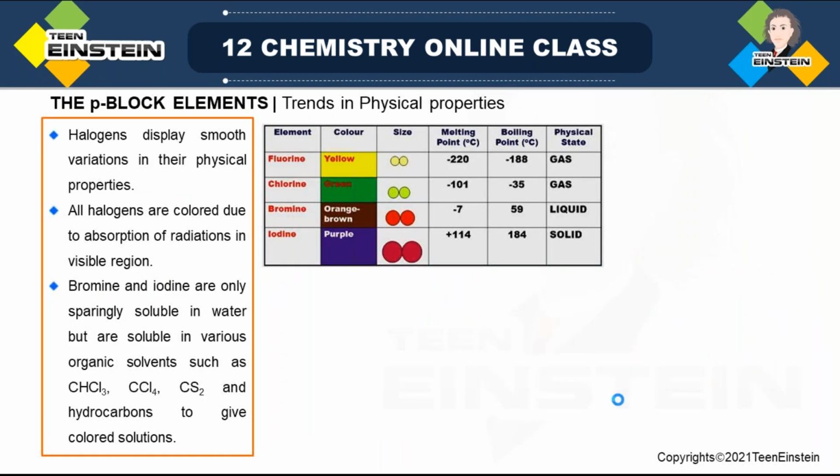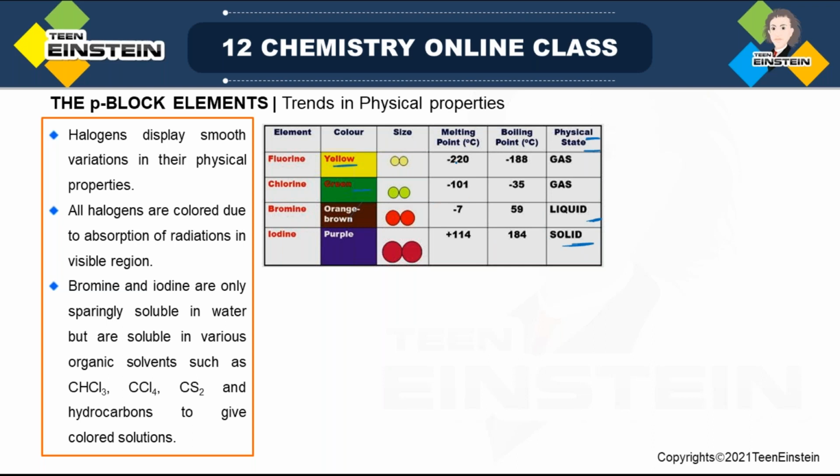Now we will see some physical properties, that is boiling point, color, physical state, and melting point. If you look at this table, fluorine is yellowish in color, chlorine is greenish, bromine is orange-brown, and iodine is purple. Under normal conditions, the first two are gaseous in nature. Bromine is liquid at room temperature, and iodine is solid. Gradually as we move down, mass is increasing, so obviously it moves from gaseous state to liquid state and then solid state.